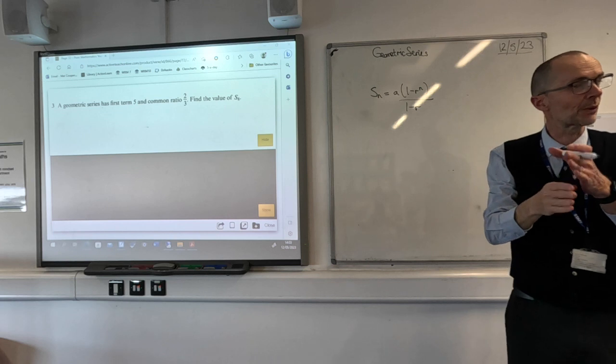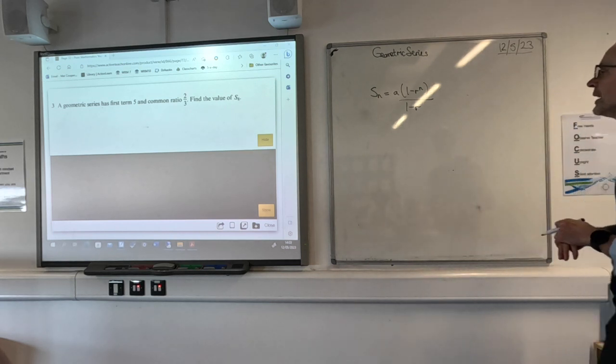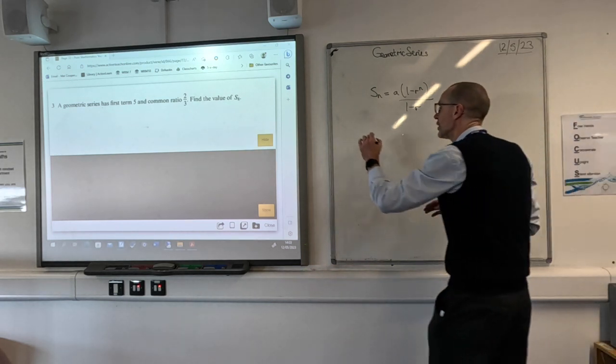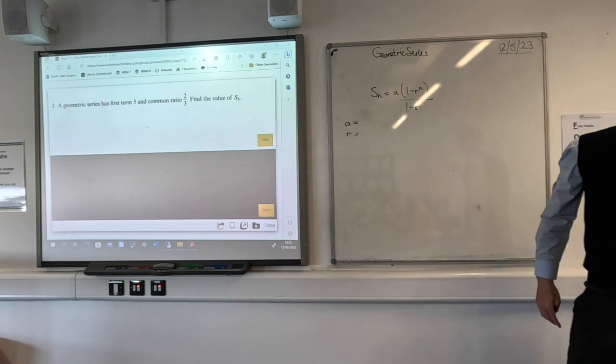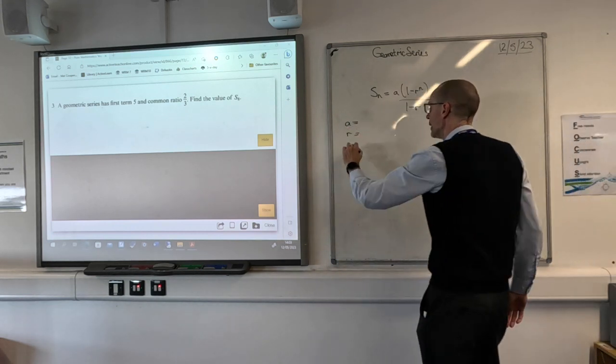A series is a sequence where you're just adding it together. And all you need to know is the first term, the common ratio, which was the multiplier, if you remember, and the number of terms.